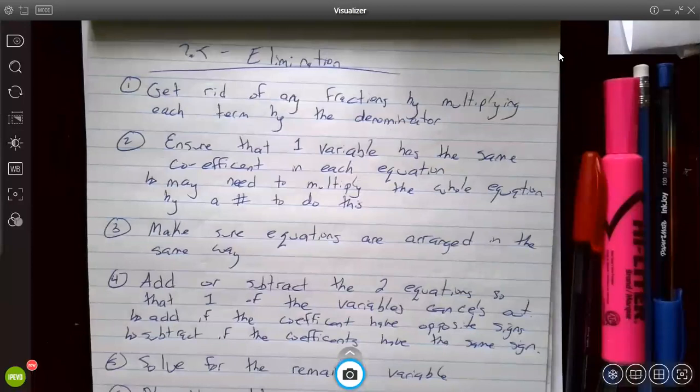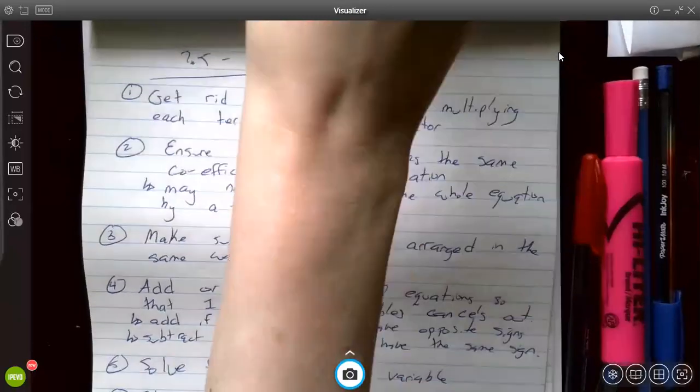If the coefficients of that variable have opposite signs, so if one is positive and one is negative, then you will add the two equations. If the coefficients of that variable have the same sign, so they're both positive or both negative, then you will subtract.